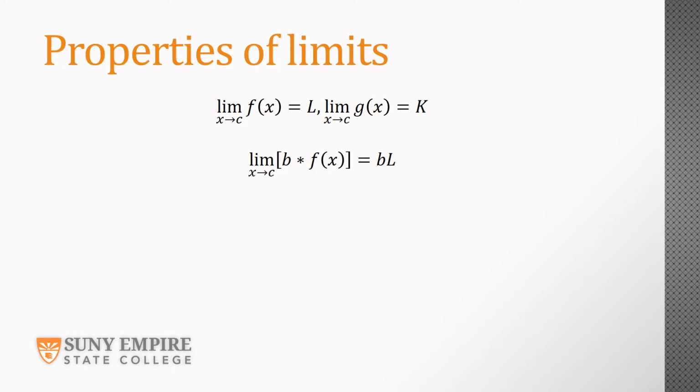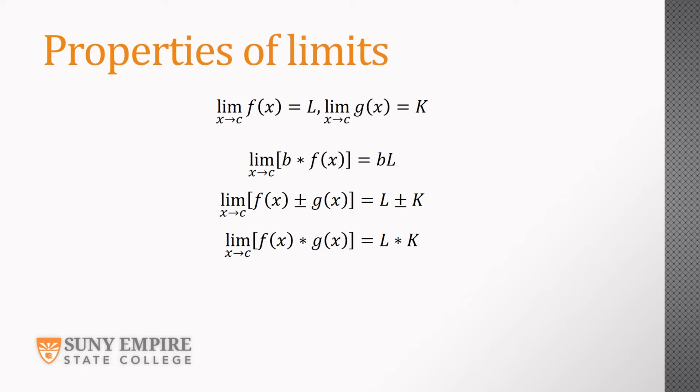The other properties concern more than one function. The limit of f plus or minus g is equal to L plus or minus k. So the limit of two functions being added or subtracted is the same as the sum or difference of the limits of the functions by themselves. The limit of function f multiplied by function g is equal to L multiplied by k, or the limit of two functions multiplied by each other is equal to the limit of each function multiplied by each other.